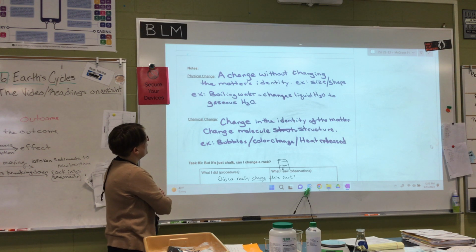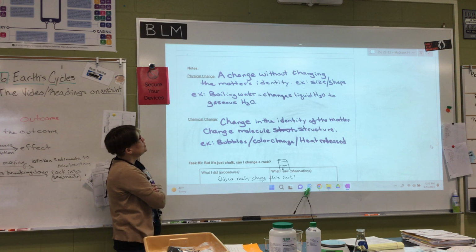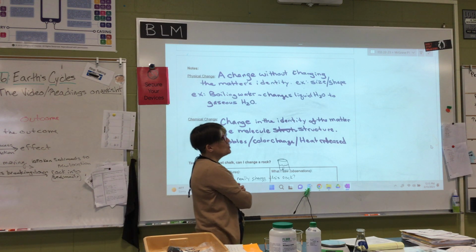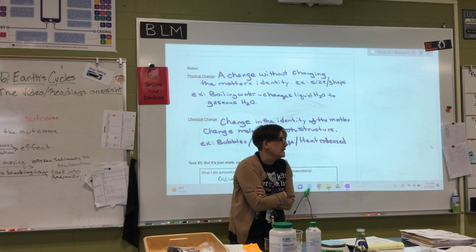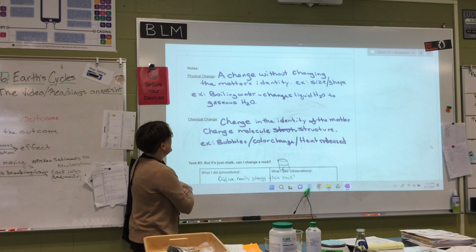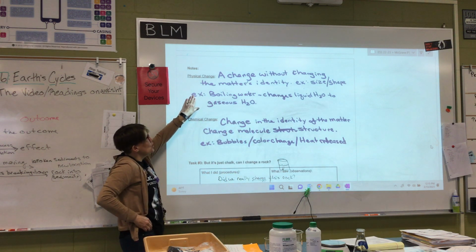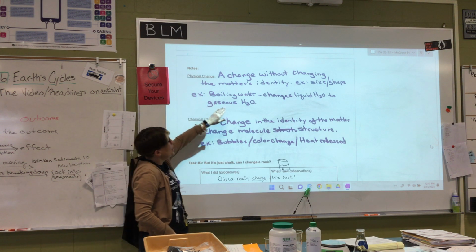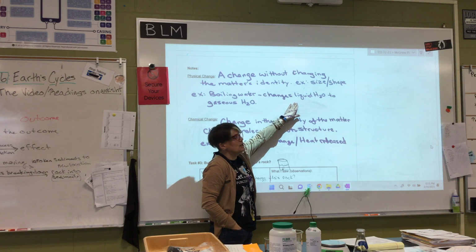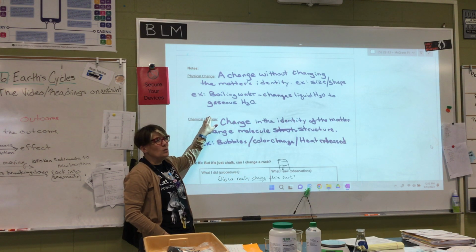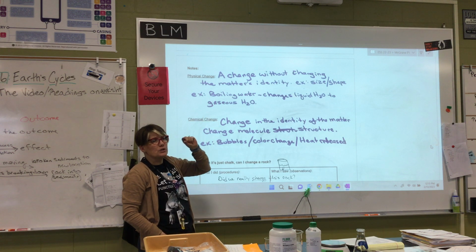Physical change in weathering is a change without changing the matter's identity, meaning that we've only changed the size or the shape, but it's still the same thing. We just made it smaller. Trevor, you're not writing anything down. An example of a physical change would be if we boil water. When you boil water, you're changing the water from liquid H2O to gaseous H2O, but it's still H2O. You're just making it tiny.